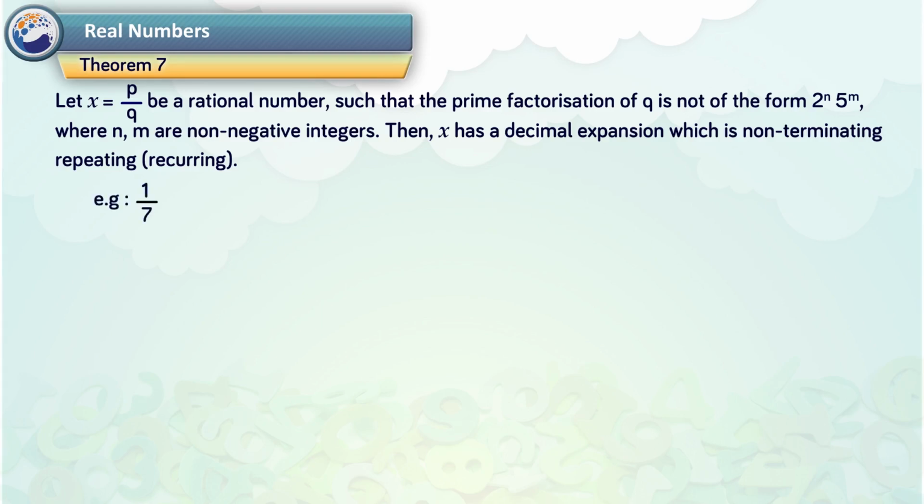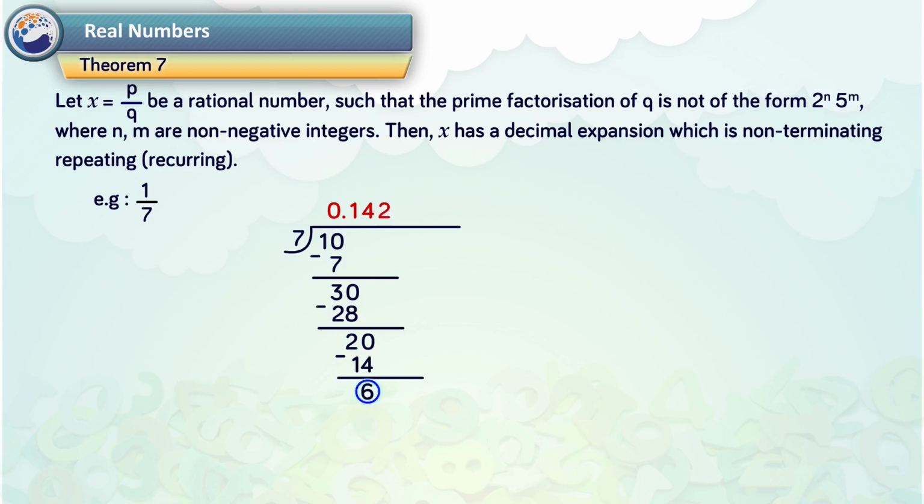For example, 1 upon 7. We divide 1 by 7. Since 1 is smaller than 7, we put a decimal in the quotient to make the 1 as 10. Therefore, 7 ones are 7. Remainder is 3. Again, we make it 30. Then 7 fours are 28. Balance is 2. Then 7 twos are 14. Remainder is 6. We repeat the procedure until we again get 1 in the remainder, so that the numbers in the decimal again repeat themselves.